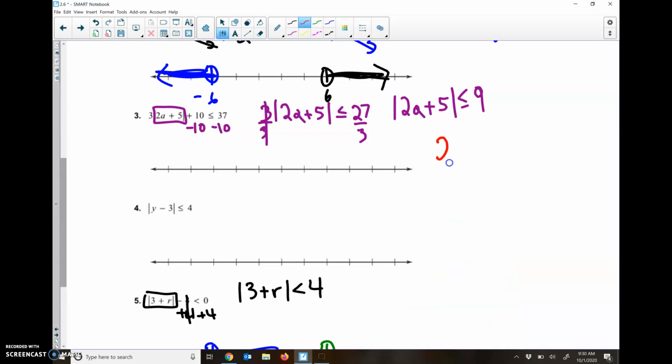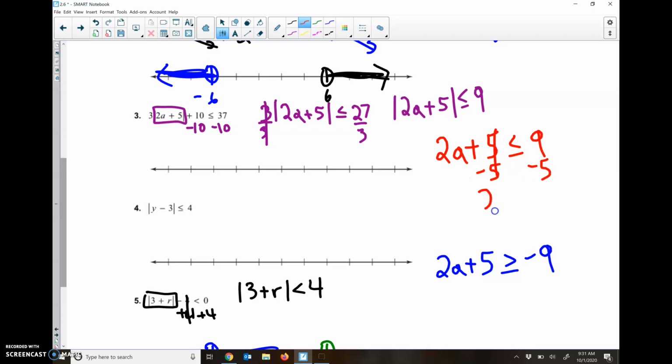Erase this so I have some room. So I have 2a plus 5 is less than or equal to 9, so nothing changes. And then I got 2a plus 5, flip my sign, is greater than or equal to, change my 9 to a negative 9. Same steps, it's a plus 5, so I subtract 5. So I got 2a is less than or equal to 4. Divide by 2, divide by 2. A is less than or equal to 2.